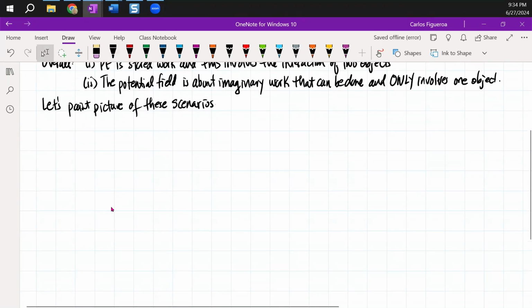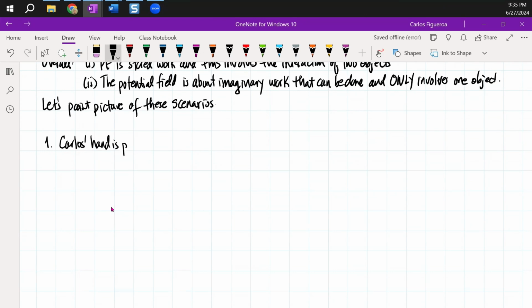So the first one that I want to look at is that I'm going to imagine that my hand is going to be pushing on a block. So Carlos's hand is pushing on a block. If I have a block on a surface, my job here is to actually move it from here to there.